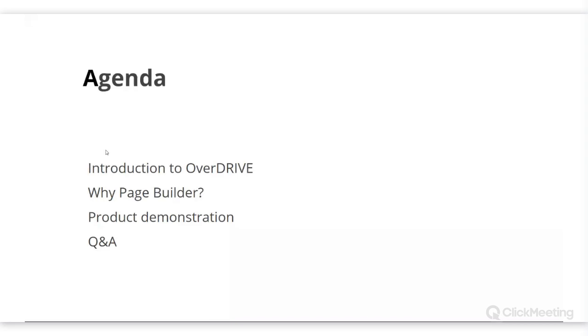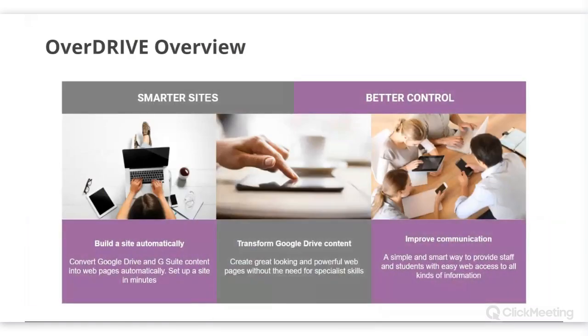Okay, so we'll make a start. A little bit about OverDRIVE to start. OverDRIVE is essentially a site builder, and it builds sites directly from your G Suite data. So it turns Drive and G Suite content into web pages and portals automatically. And as you'll see in the demonstration, it allows you to create a site in minutes without any specialist skills needed. So you don't need to be a web developer in order to create a site directly from your G Suite data.